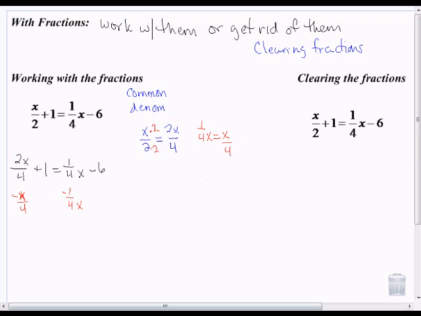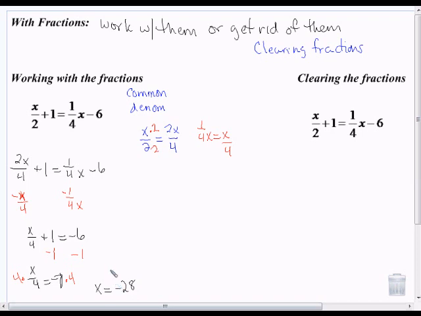So 2x minus 1x is 1x. So far okay? Did I lose you? Okay. So now I'm going to subtract 1 from both sides. And so I'm going to get x over 4 equals negative 7. And then I'm going to multiply both sides by 4 to get x equals negative 28.